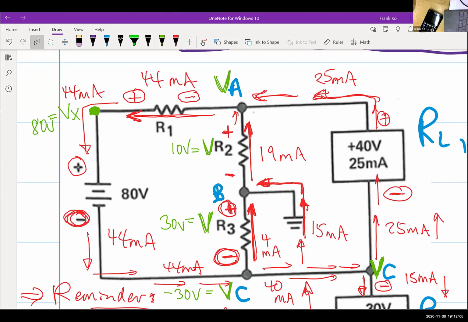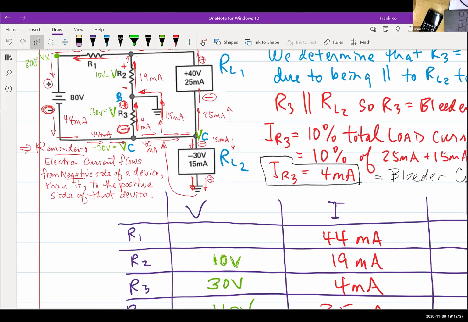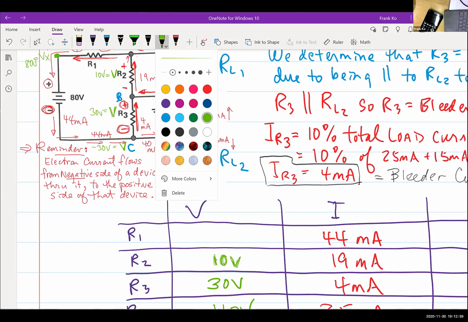Another way of looking at it is, don't I have at point X 80 volts to ground? From here to here, I have 80 volts, yes? Do I have potential at A? My potential at A is 40. So if I have 80 over here and 40 over here, what is my difference across R1? 80 minus 40 is also 40. So VR1 is equal to 40 volts.